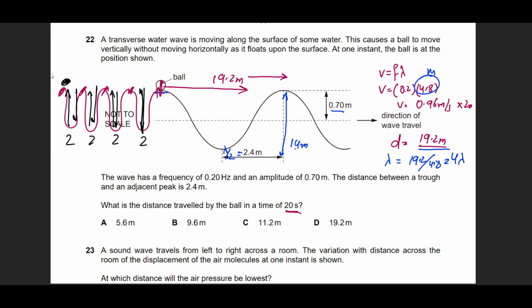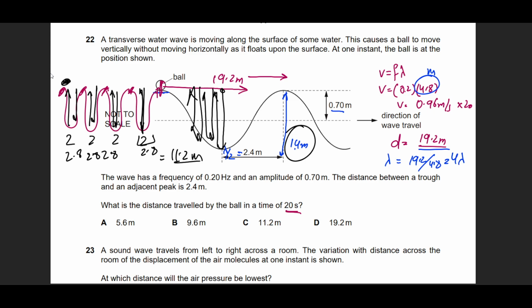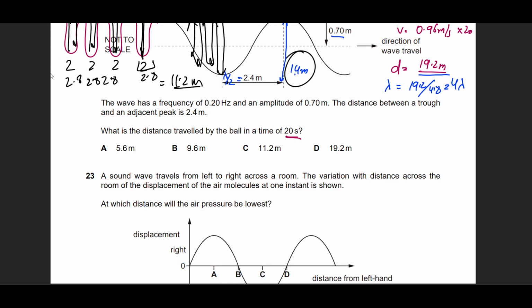So one time the total displacement is 1.4. To come down, to go up, it's 1.4. So this is actually 2.8. This is 2.8. This is 2.8. This is 2.8. When you add all of them together, this is going to become 11.2 meters. So the ball would have traveled 11.2 meters while going up, down, up, down, again and again for 4 wavelengths. So this is going to be 11.2.